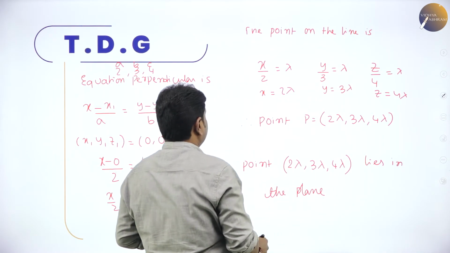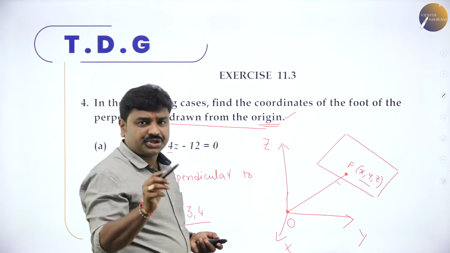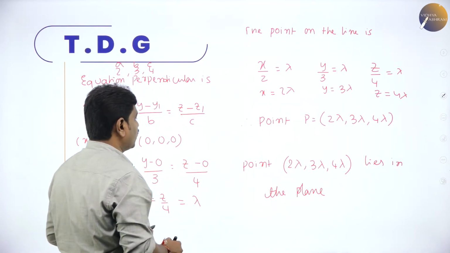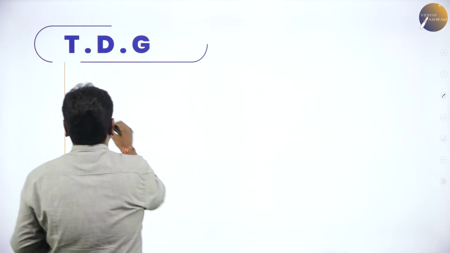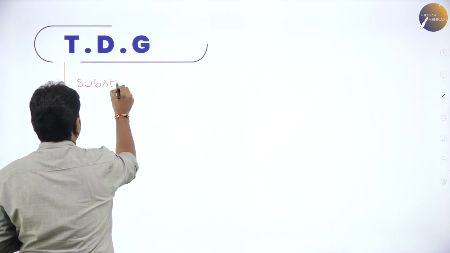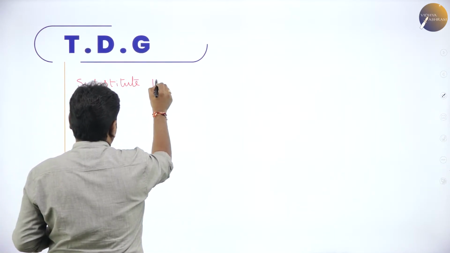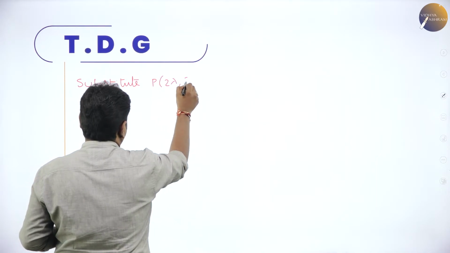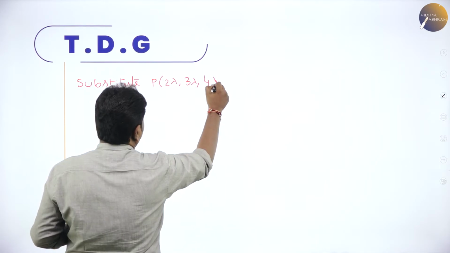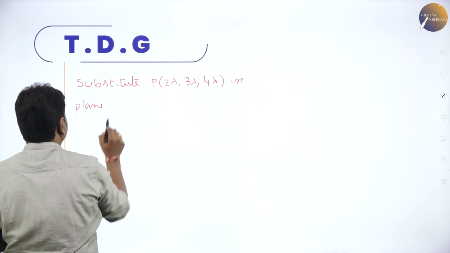Now you can see this point is in the plane. If any point is in the plane, it should satisfy the plane equation. So now substitute the point 2 lambda, 3 lambda, 4 lambda in the plane equation. What is the plane equation?